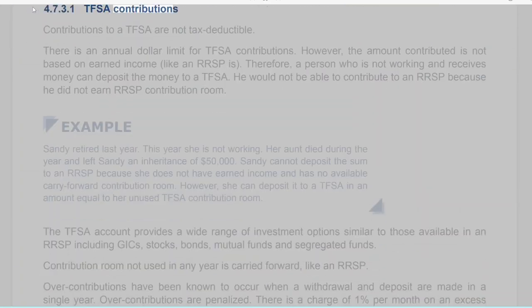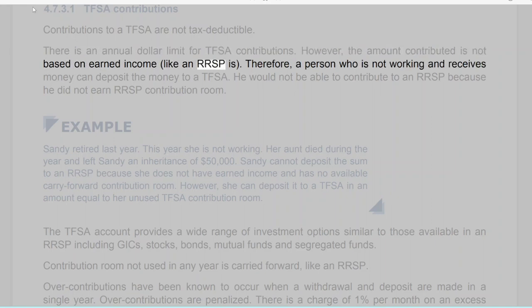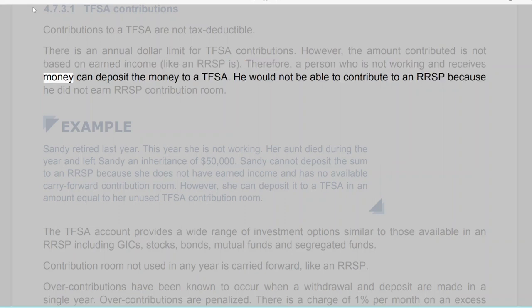4.7.3.1 TFSA Contributions. Contributions to a TFSA are not tax deductible. There is an annual dollar limit for TFSA contributions. However, the amount contributed is not based on earned income, like an RRSP is. Therefore, a person who is not working and receives money can deposit the money to a TFSA. He would not be able to contribute to an RRSP because he did not earn RRSP contribution room.